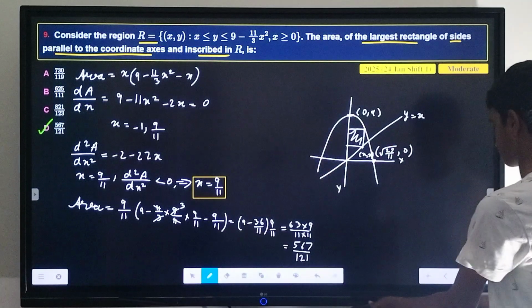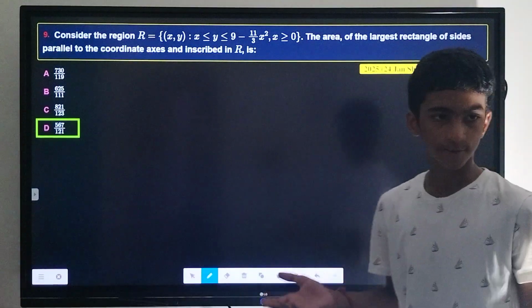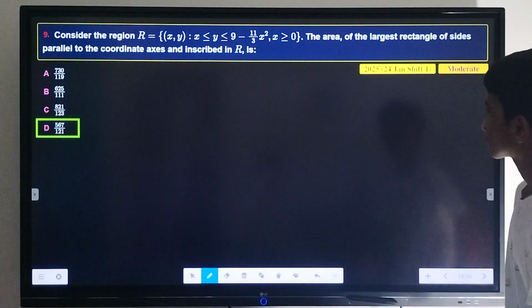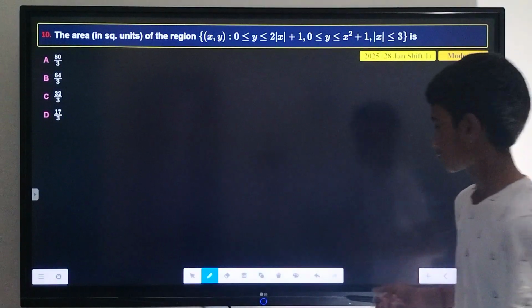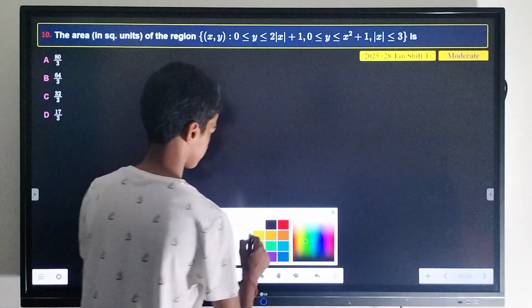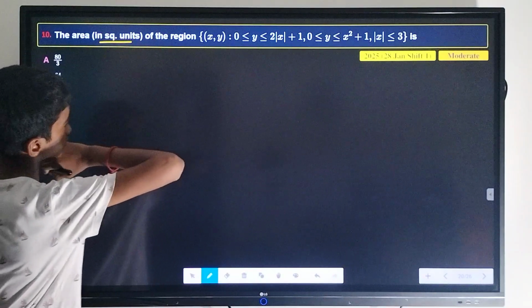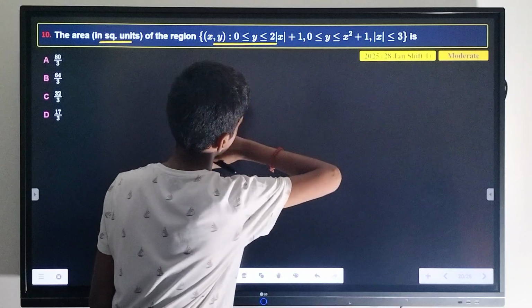And here is our solution, and we can see that our answer is correct. Here is our next question now. Our question says the area in square units of this region is.